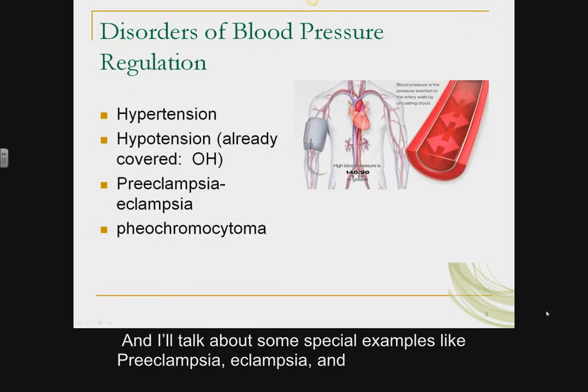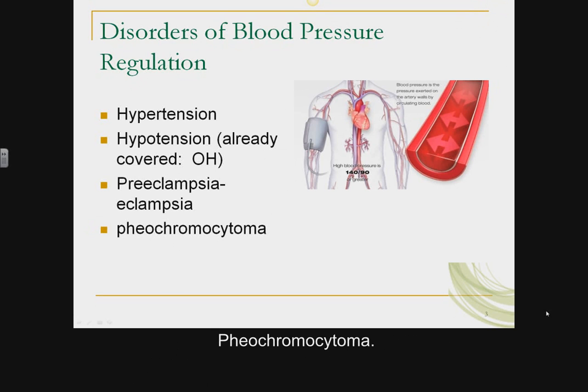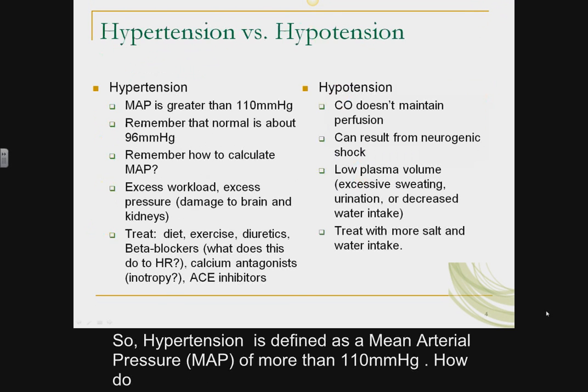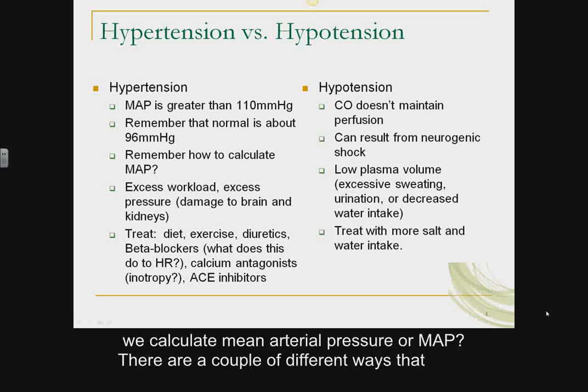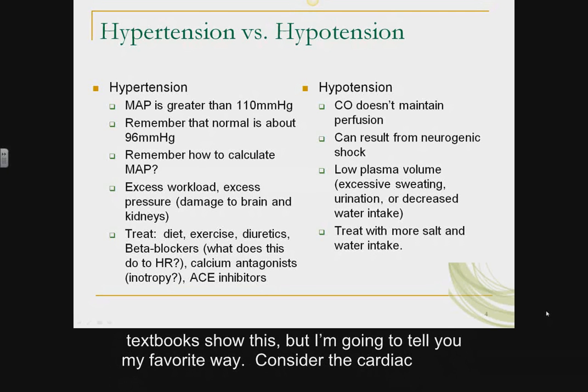I'll talk about primary versus secondary, and I'll talk about special examples like preeclampsia-eclampsia and pheochromocytoma. So hypertension is defined as a mean arterial pressure, a MAP, of more than 110 millimeters of mercury. How do we calculate mean arterial pressure? There are a couple of different ways that textbooks show this, but I'm going to tell you my favorite way.